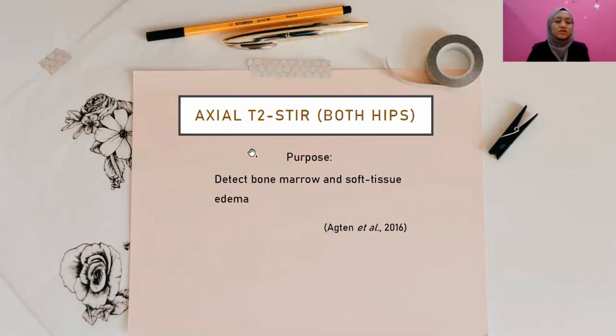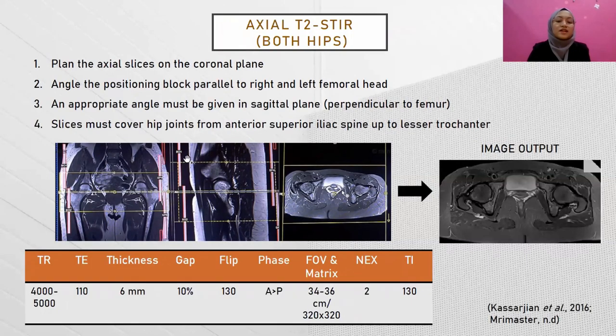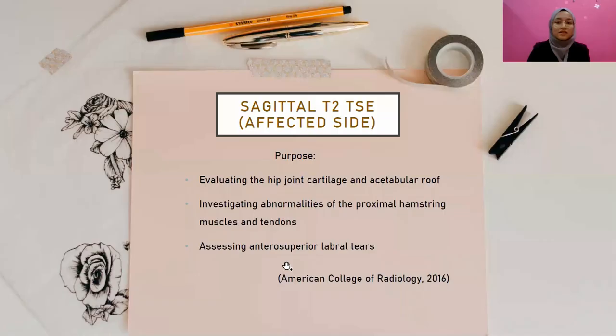Okay, next is axial T2 STIR, including both hips, to detect bone marrow and soft tissue edema. The planning is also the same as the axial T1 TSE, and the only differences are in the image appearance and the scanning parameters. The scanning parameters are TR 4000 to 5000, TE 110, thickness 6 mm, gap 10%, flip 130, phase anterior to posterior, FOV 34 to 36 cm, matrix 320 times 320, NEX 2 and TI 130.